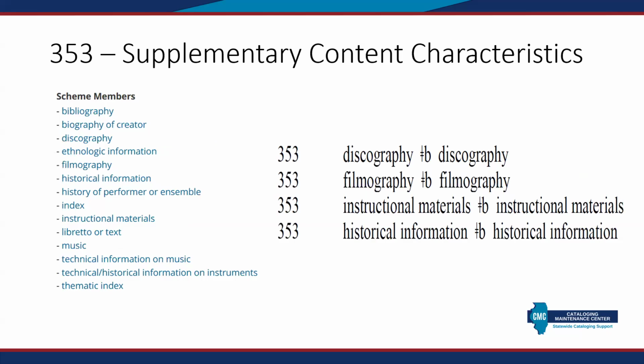These are also called scheme members that can be used with the 353. This image on the left was taken directly from the Library of Congress website, and I have included a link on the resources page to it, so you can see them all at your leisure. On the right, you can see that the examples are coded just like the bibliography and index examples on the previous slide, with the term in both A and B.